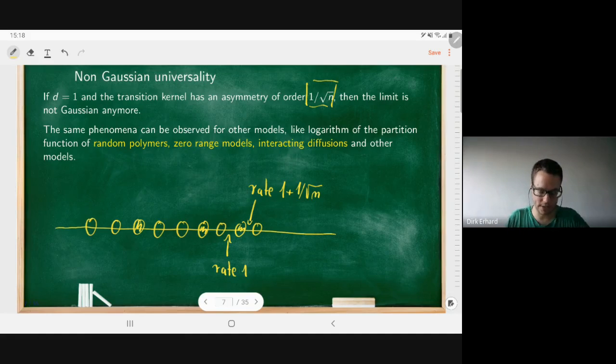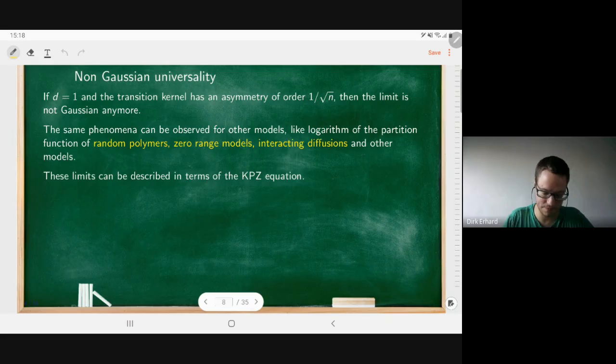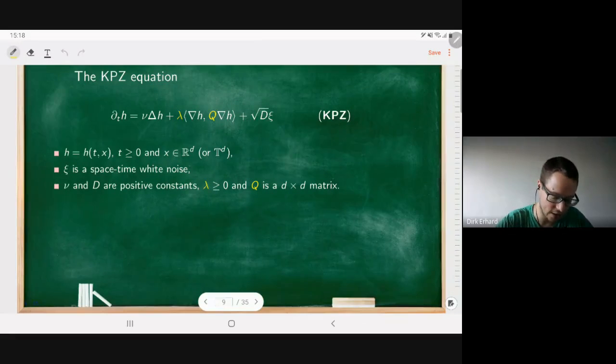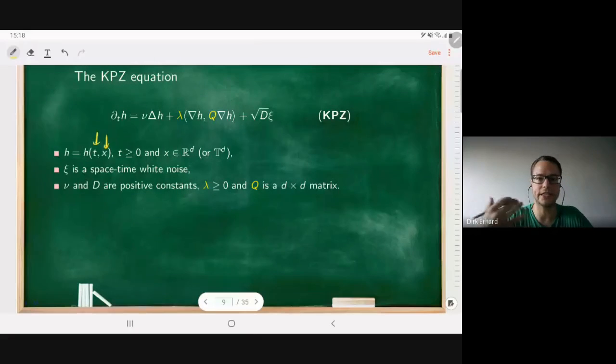So let's check out what this limit is. This limit is what is often called the KPZ equation. Now let's come to this. So what is this KPZ equation? It's this object. Let's look at it very carefully. First of all, what do we search for here? We search for a function h that depends on time and on space. All right. So how is this function h given?